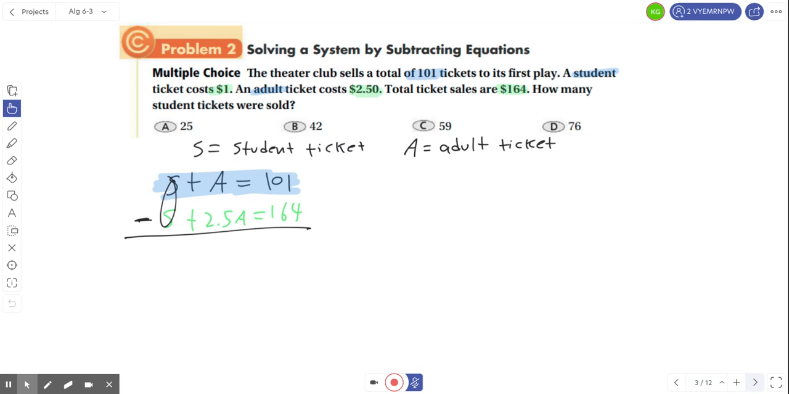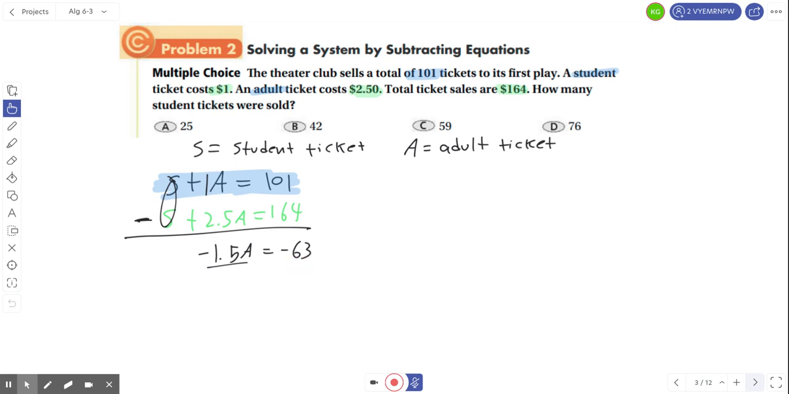Here's the tricky part about subtracting. This is a minus 2.5a. So everything gets subtracted. So I did the s minus s. This is subtraction here, and this is subtraction here. I normally just write the one subtraction sign over on the left. But even though there's a plus here, you're not going to add. You're subtracting. Everything, the top is getting subtracted by the bottom. So a, that's like 1a, minus 2.5 is negative 1.5a, and 101 minus 164 is negative 63.